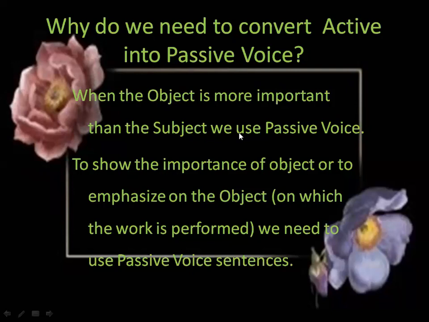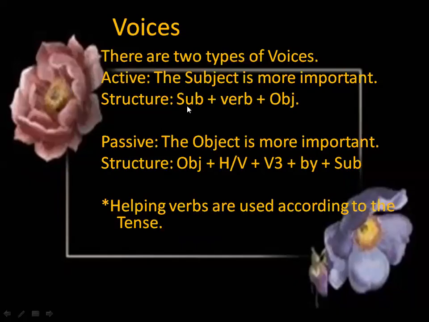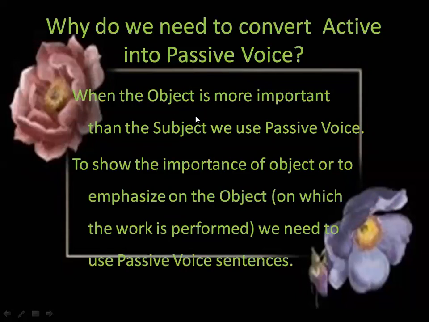Okay, we have a specific structure, first subject, then verb, then object, then anything extra, time, date, days, whatever is there. So this is the whole structure. The main structure is subject, verb and object. But we have active sentences. In active sentences the subject is the most important thing, but whenever the object is the most important thing, we will convert active into passive voice.